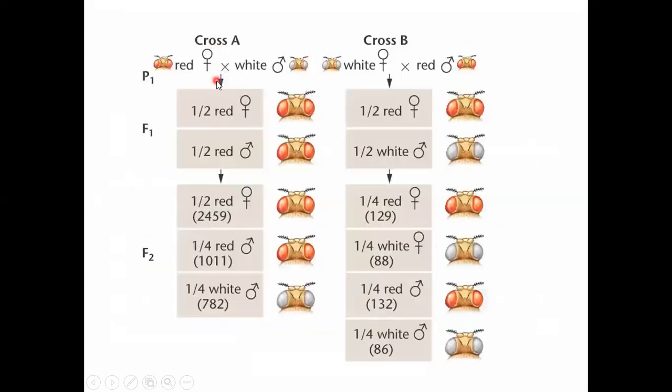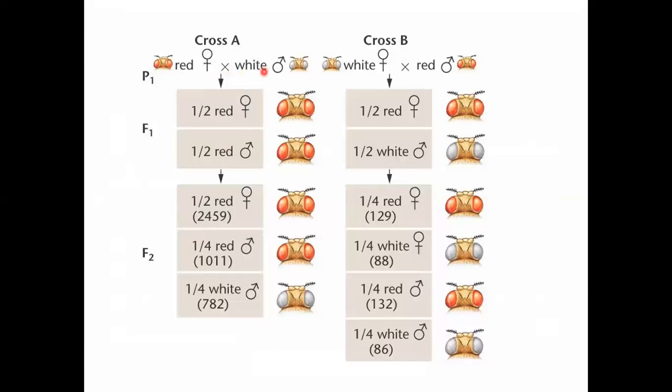So here is a cross, that is the experiment performed by Morgan. So here is a red eye color female and a white eye color male. So these are the parents, and in the F1 offspring, all the progeny have red eyes. So you can see here 50% females are there with red eyes and 50% males are there and they also have red eyes.